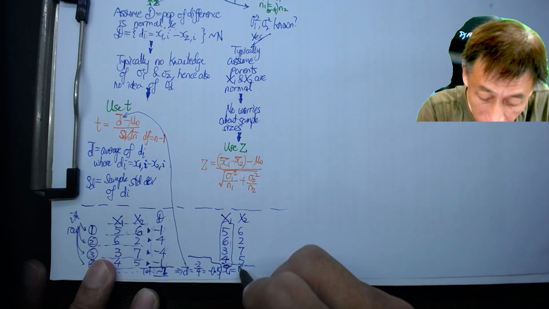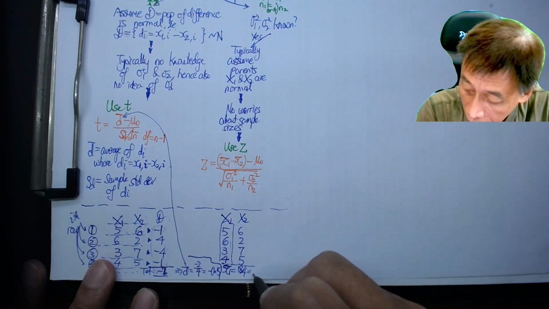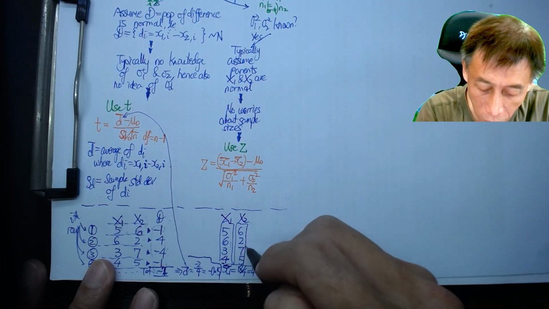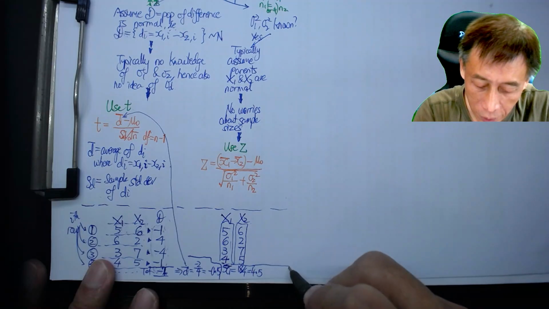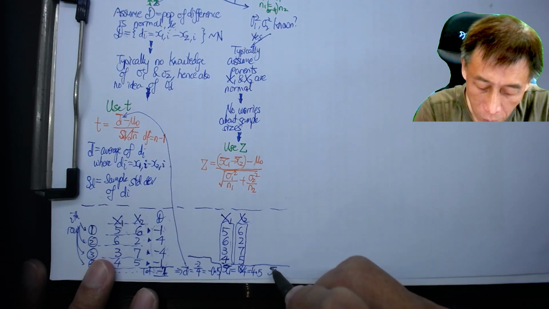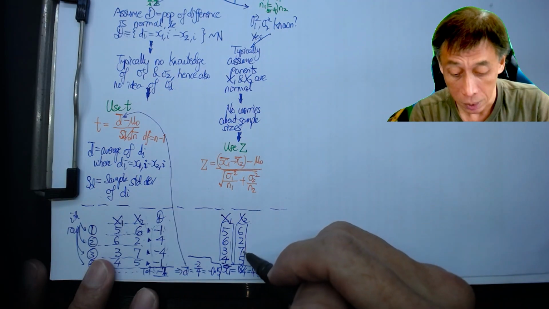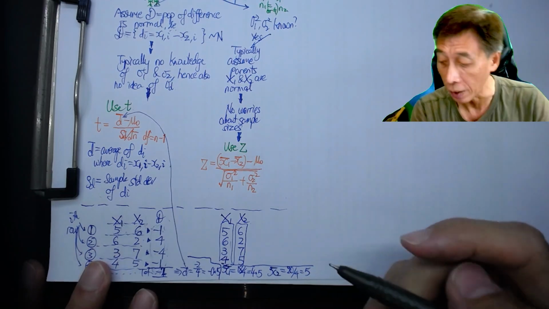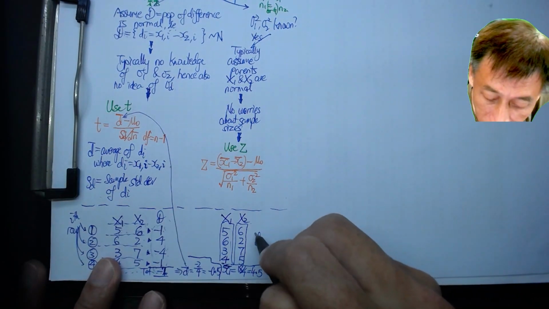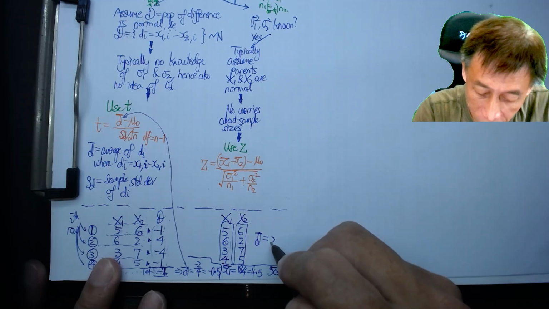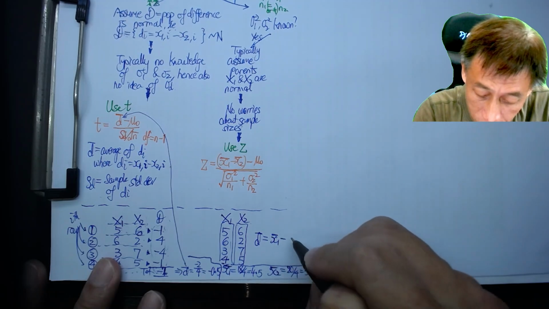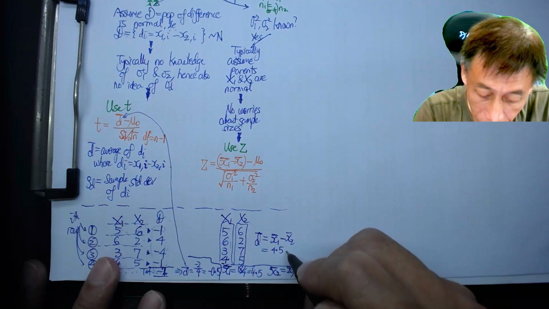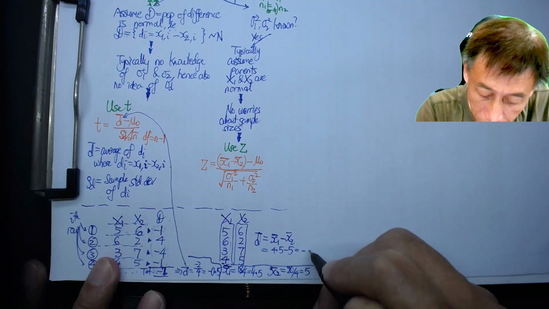11 plus 7, so 18 divided by 4, and we get 4.5. The other one, we do the bar on its own, we get x2 bar, and that is going to be 8 plus 12, so 20 divided by 4, 5. So we get 4.5 and 5. And in this case, the D bar is the subtraction of x1 bar and x2 bar. So that's 4.5 minus 5, we get minus 0.5.